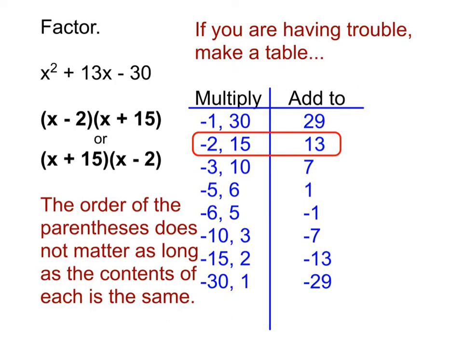Now, for those of you who just looked at this right away and said, oh yeah, I know those two numbers. It's negative 2 and 15. Good. You didn't have to make the table, and most of the time you won't need to make a table for these. The table is just the fallback. Most of the time, I hope that you're just going to look at it and know those two numbers and go straight to your answer.